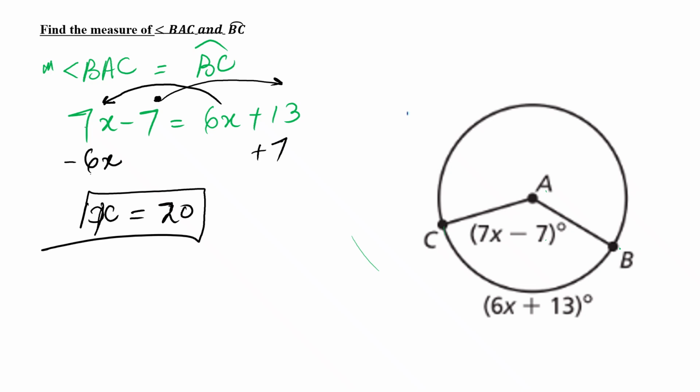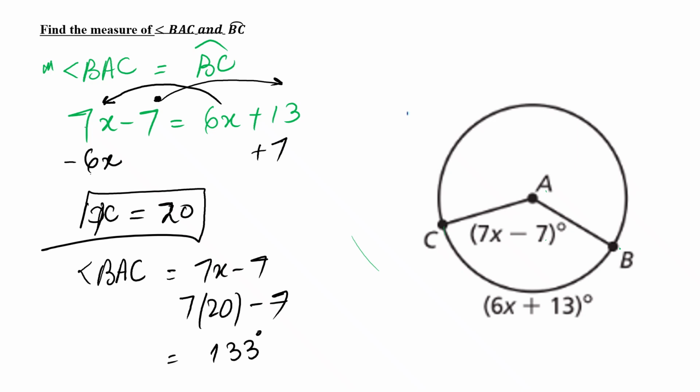But we have to find out the angle BAC, which is 7x minus 7. 7 times 20 minus 7 means 140 minus 7. It gives us 133 degrees.